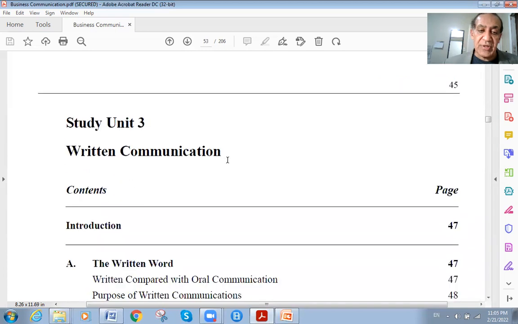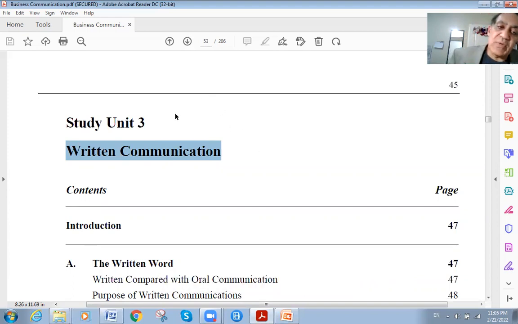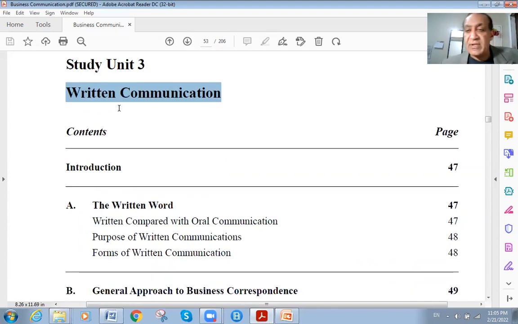We were talking here about oral communication, and now we will move into a new chapter, which is written communication. We will go to the written communication.